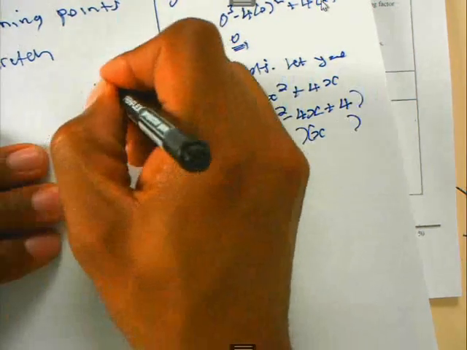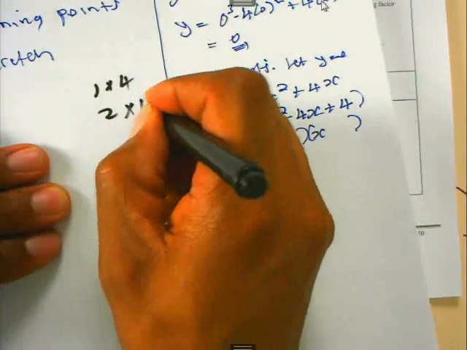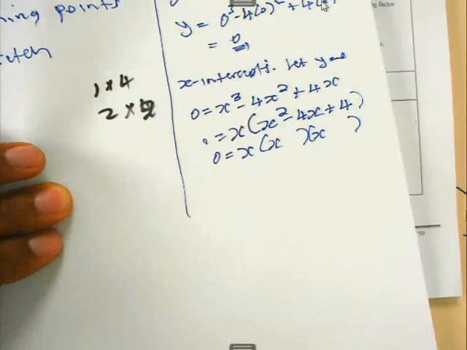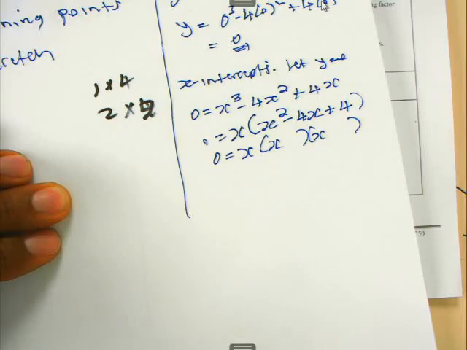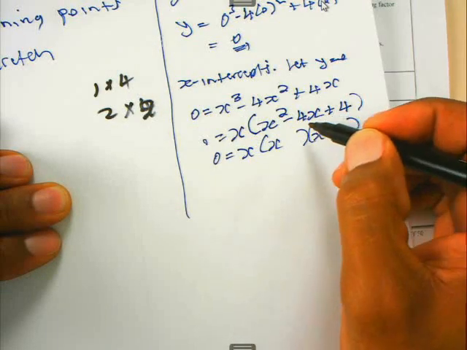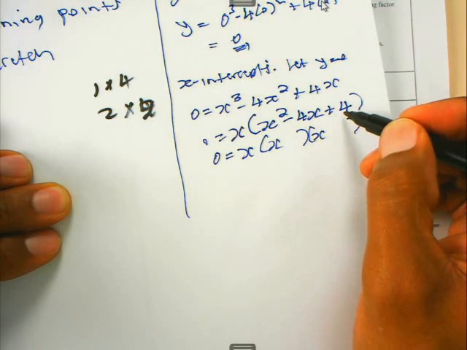That is the first one, 1 multiplied by 4. And then the other one will be what? 2 multiplied by 2, not 4 there. Of course, between these two, you must choose the one that when you add, it gives you what? It gives you 4, because you have a plus 4 there.